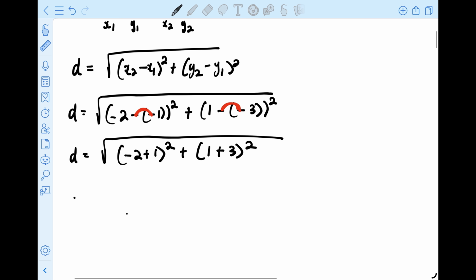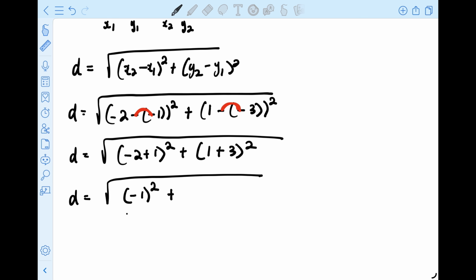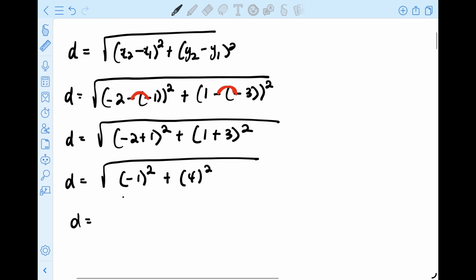And so distance will be equal to the square root of negative 1 squared plus 4 squared, which will be equal to negative 1 squared, which is just 1, plus 16, which will be equal to the square root of 17. And we're going to leave it like that, right? Unless the instruction asks us to round, then we simply leave it like that, okay?